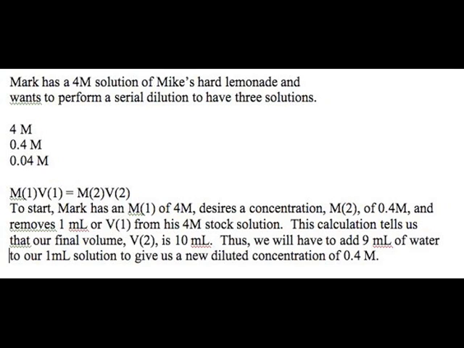To start, Mark has an M1 of 4M. He desires a concentration M2 of 0.4. He removes 1 milliliter, or V1, from his 4 molar stock solution. This calculation tells us that our final volume, V2, is 10 milliliters. Thus, we will have to add 9 milliliters of water to the 1 milliliter of solution 2.